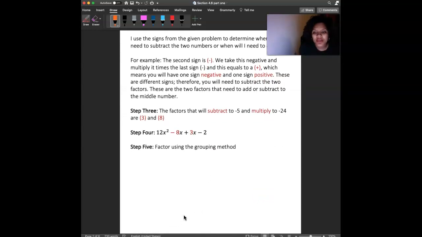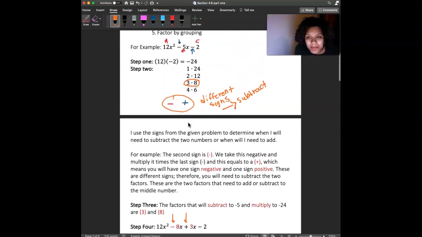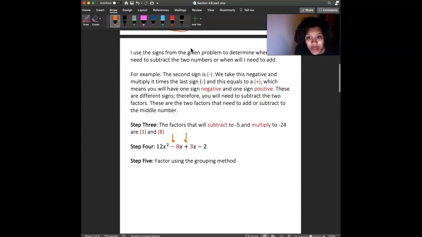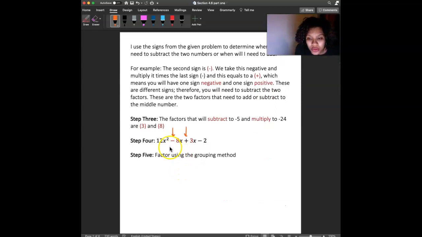Once you have determined your signs, I know I'm going to have 3 and 8. I'm going to bring down the negative sign, which is the first sign. And I know that the second sign is going to be a positive because I multiplied this negative times this negative, which is a positive number. So I know that they're different. And I always write the largest number first. So that's where I got the 8. I'm going to make a note there.